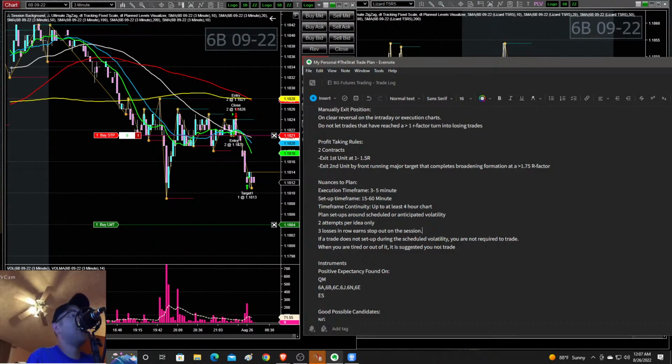If a trade does not set up during scheduled volatility, you are not required to trade. This took me a long time to understand. I always wanted to be trading every day, all the time. You have to understand, are you trading for the thrill of it, or are you trading to make money? If you're trading to make money, then trading every single session is kind of silly if you don't know what you're looking for, or if you're just forcing trades. If you're at the desk, it's better to just shut everything down and walk away. Don't even tempt yourself.